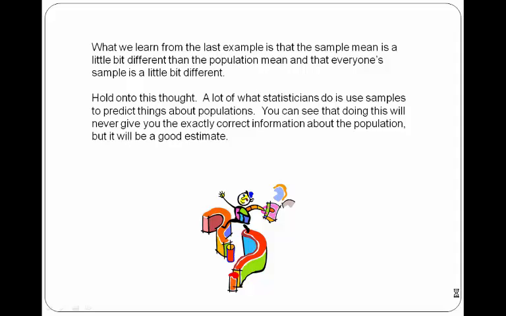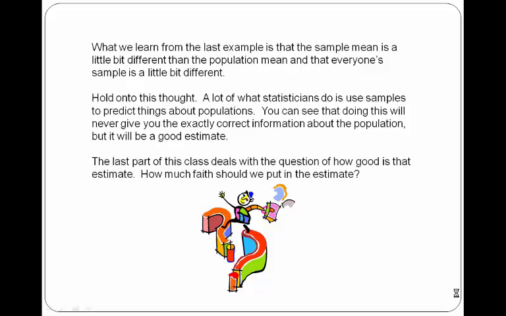A lot of what statisticians do is use samples to predict things about populations. You can see that doing this will never give you exactly the correct information about the population, but it will be a good estimate. The point is, it is just an estimate if you use a sample. The last part of this class deals with the question of how good is that estimate? How much faith should we put in that estimate?